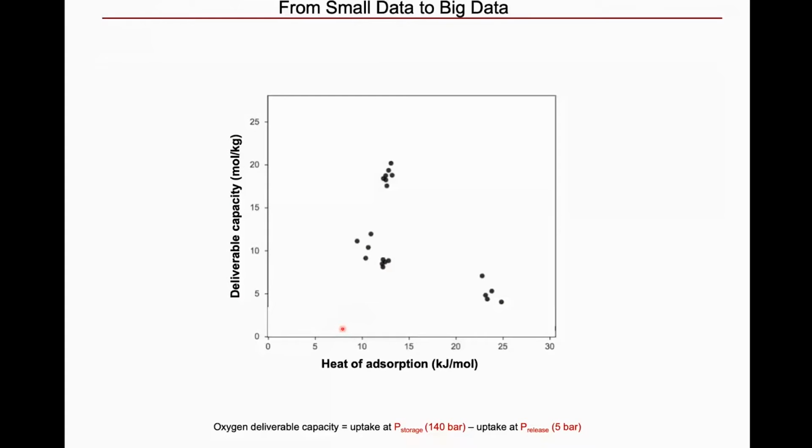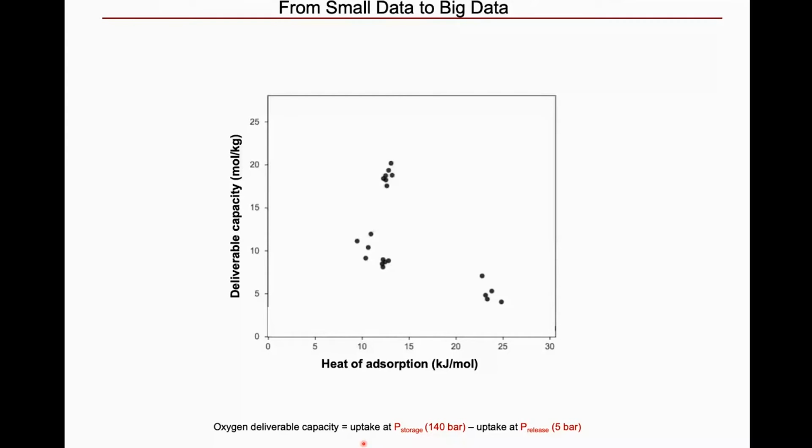So let's look at some of the results that we get from such high throughput computational screening of MOFs for gas storage applications. As I said, I'll be talking about this work that we published in Nature Communications a couple of years ago. And this is focused on oxygen storage. In this graph here, I'm showing the deliverable capacity for oxygen gas. So the deliverable capacity is defined here.